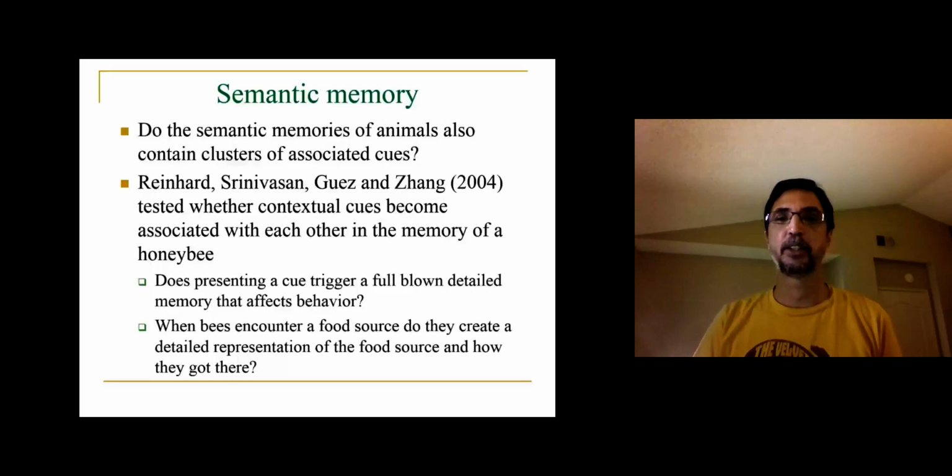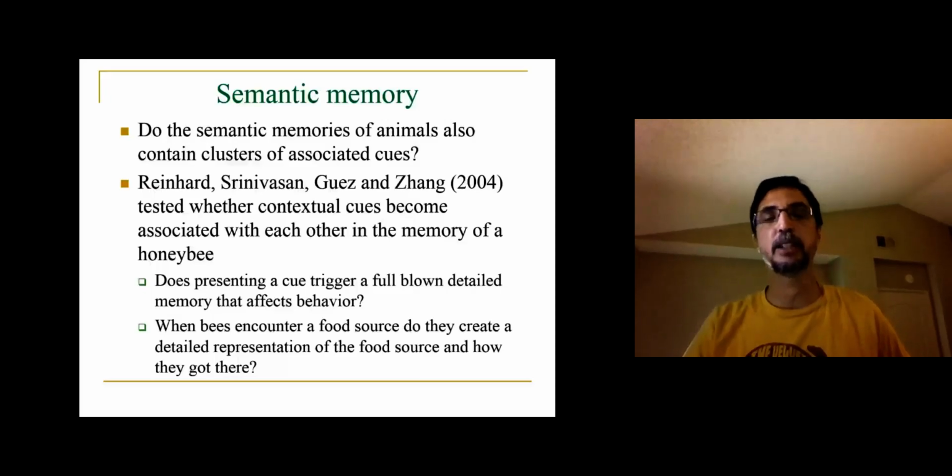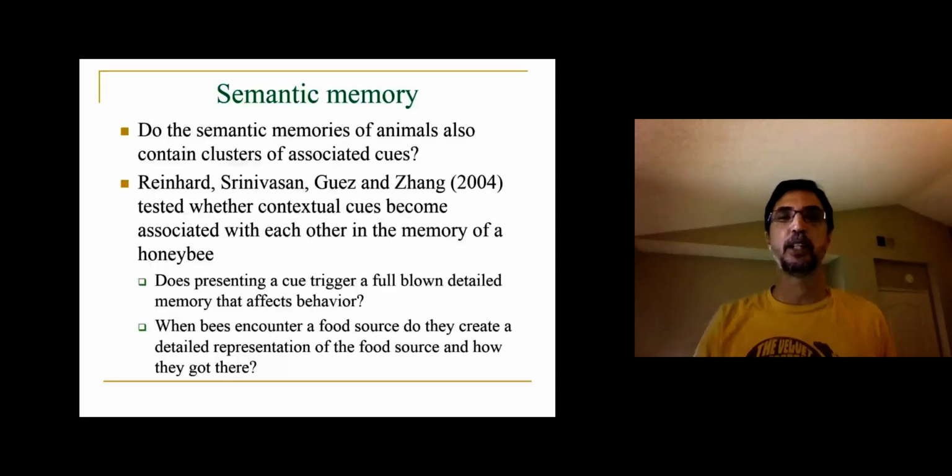So does presenting a cue trigger a full-blown detailed memory that affects the behavior of the bee? In other words, when bees encounter a food source, do they create a detailed representation of the food source, how it looked, how it smelled, and how they got there? So is all this integrated into a single memory? If it is, then reinstating one of those cues should trigger the other information.